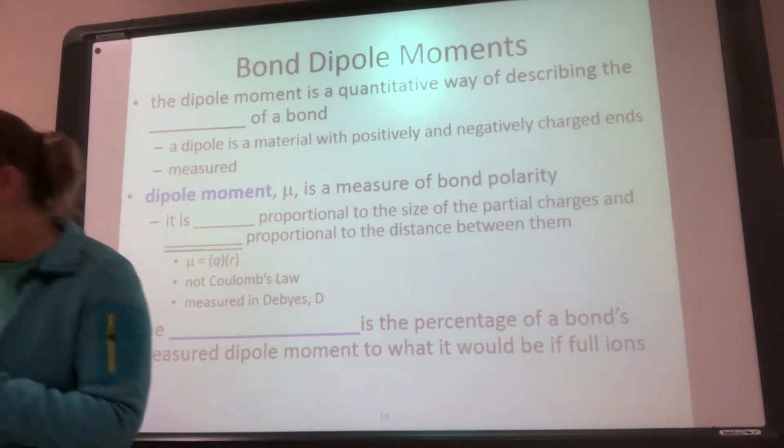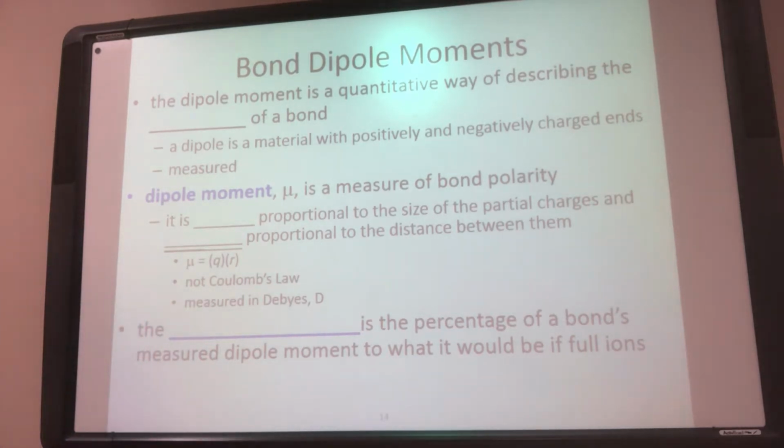Right, so let's talk about bond dipoles. The dipole moment is a quantitative way, instead of us talking so qualitatively with the different types of polarities, of describing the polarity of the bond.